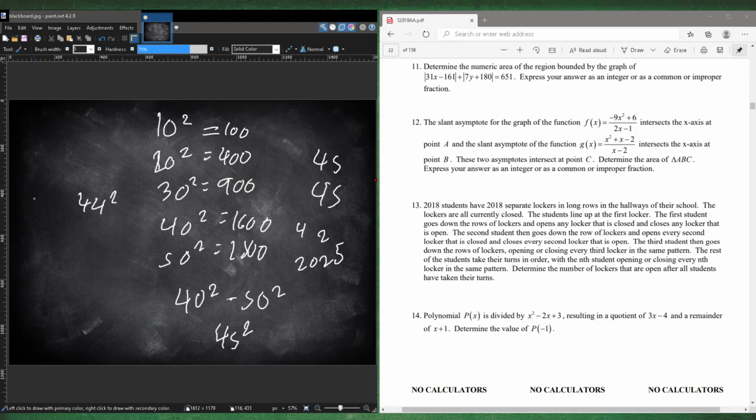So that means any number from 1 squared to 44 squared is going to be the number of the locker that's going to be open. So we have 1, 2, 3, 4, 5 all the way to 44. That means there's 44 lockers, because it's just 1 to 44 that are the perfect squares. So your answer is 44, and that's your answer for number 13.